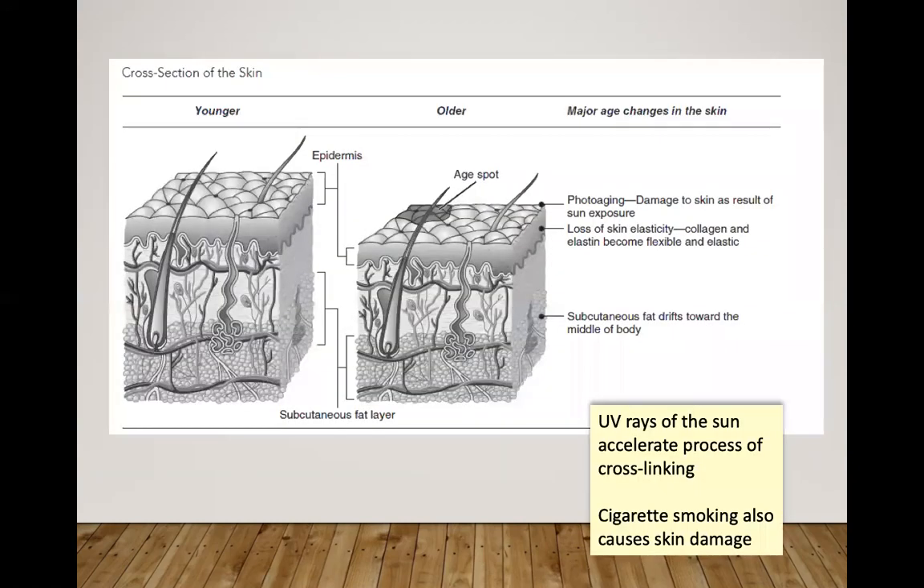So when we look at our skin, this is a comparison between younger and older skin, and it's a cross section. First, we look over here on the left under younger. We have a thick epidermis. Our subcutaneous fat layer is pretty evenly distributed throughout the area. And then we look over here on the other side, the right side, with our older adults. And the major changes that we see, number one, we see an age spot. That could be due to photoaging, which is going to be damage to the skin, which is a result of that sun exposure.